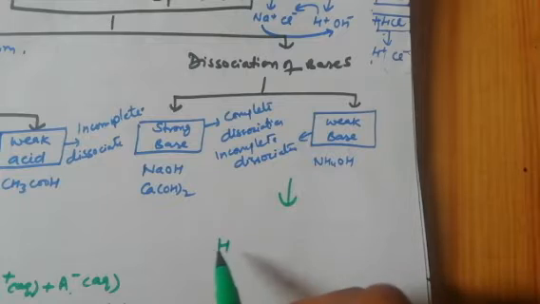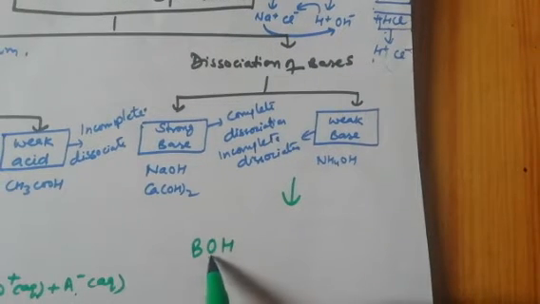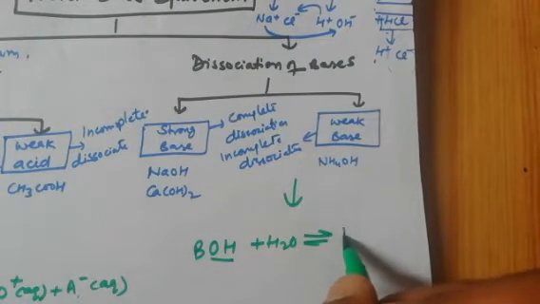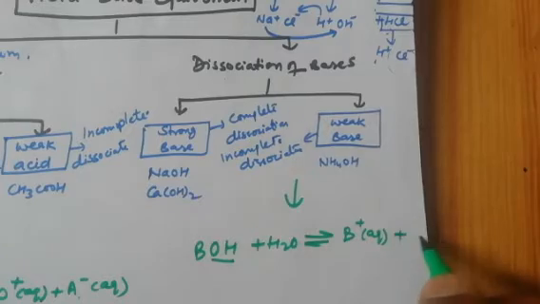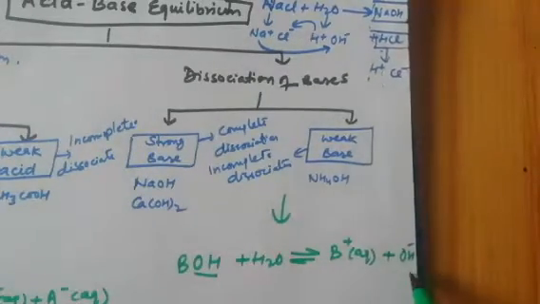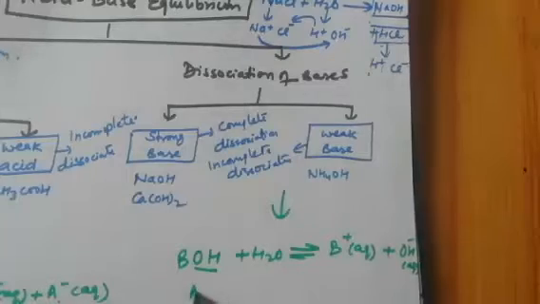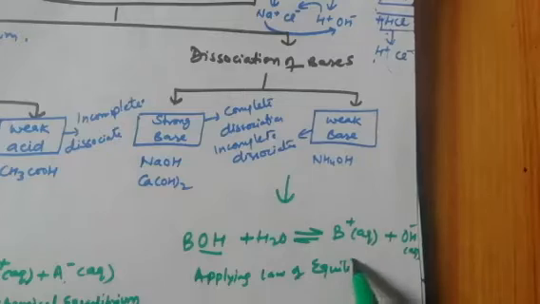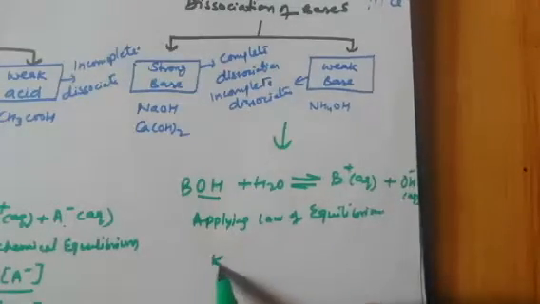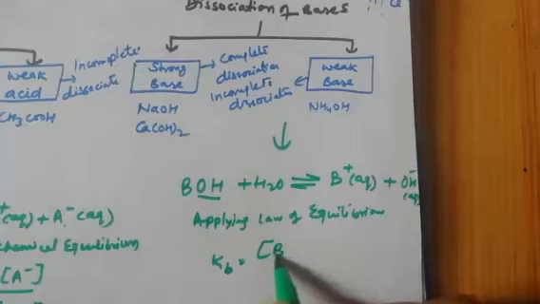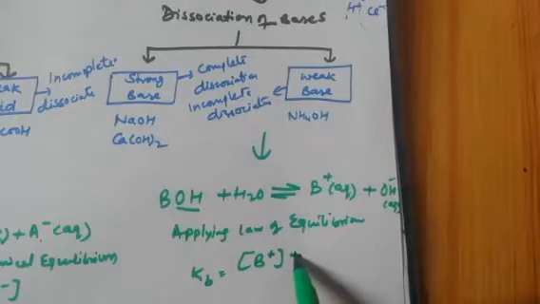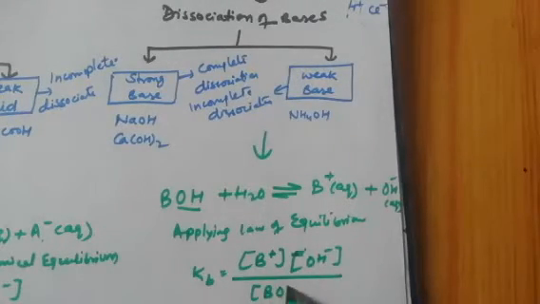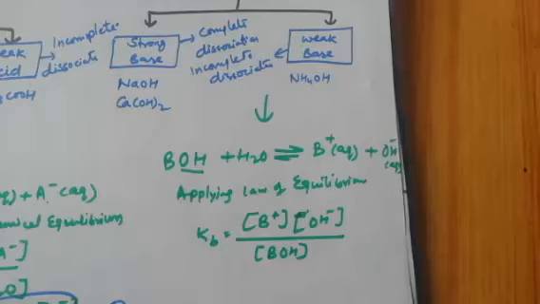Now we will write BOH, because OH is basic. When it hydrolyzes, it will give B plus aqueous and OH negative aqueous. Okay, by applying the law of chemical equilibrium again, Kb is equal to [B positive][OH negative] upon [BOH].